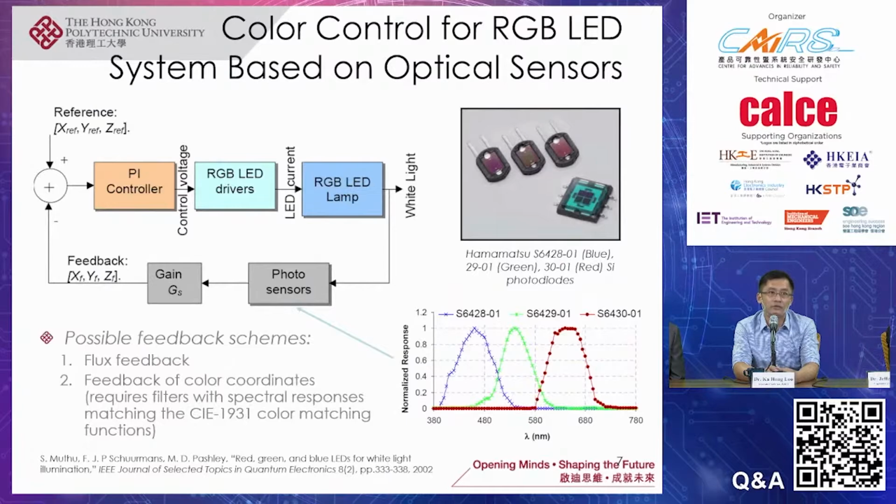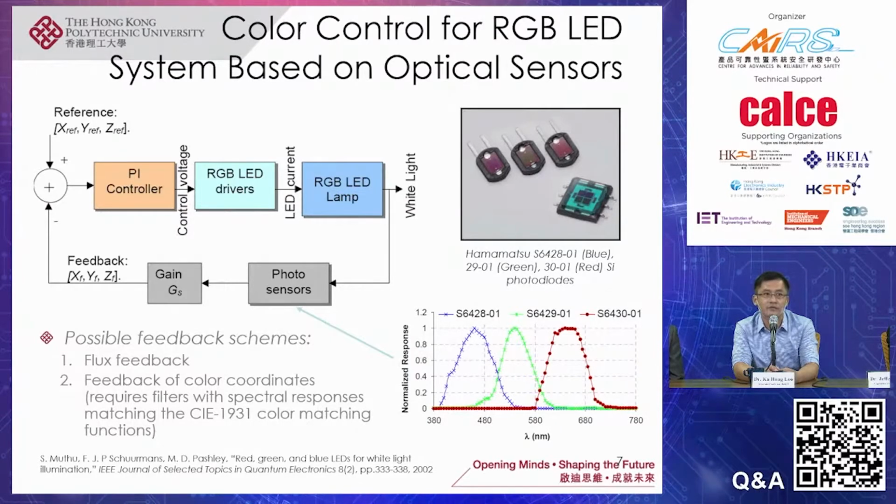To do that, we use a feedback system, which is a common approach. Basically, we sample the light emitted by the RGB LED using photosensors and then compare it with some reference values. By using a PI controller, the LED driver will always output the right amount of current to make sure that the output of the RGB LED follows the reference value.